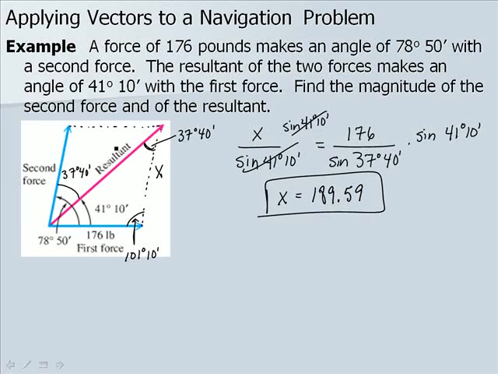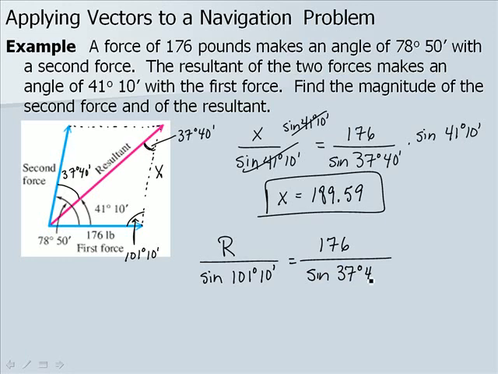Now let's do the same and find the value of our resultant, which we'll call capital R. So R over the sine of the angle opposite it, which is 101 degrees 10 minutes, is equal to our ratio from our previous part, which was 176 over the sine of 37 degrees 40 minutes. And we'll do the same. We'll multiply both sides by the sine of our denominator here.